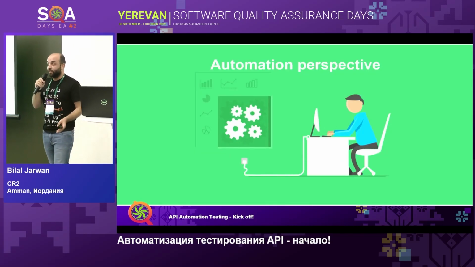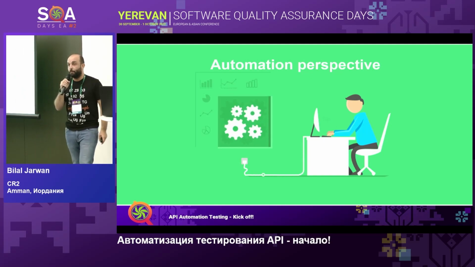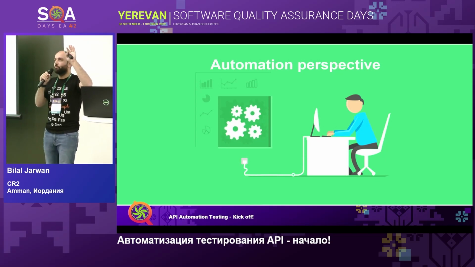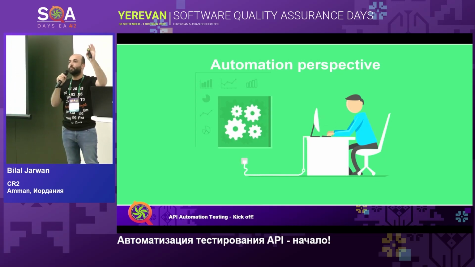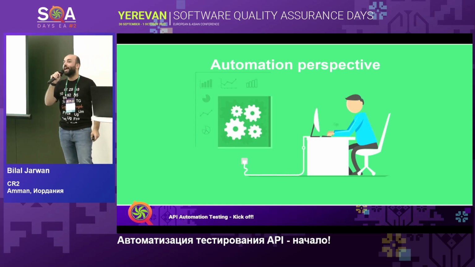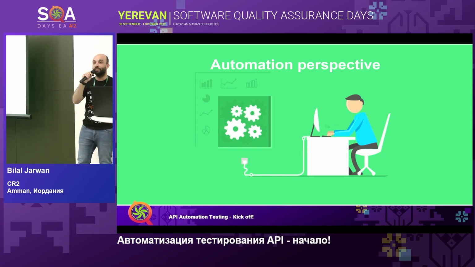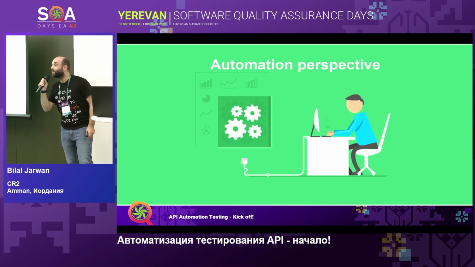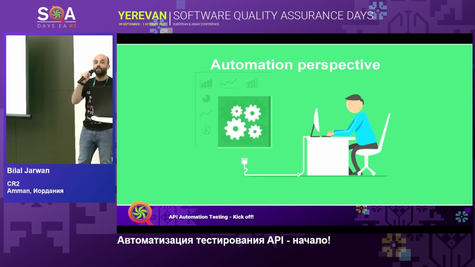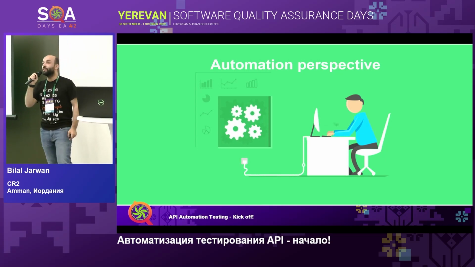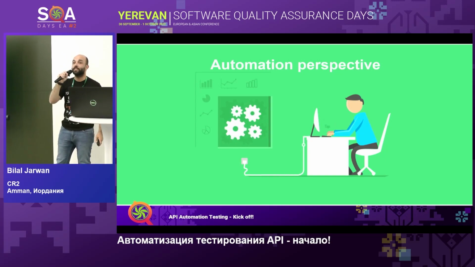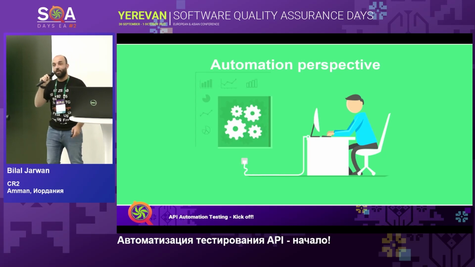From the automation perspective for the API, how many of you know what the automation tools used for the API are? Anyone using any API automation testing tool? What? Postman, yeah, that's cool. Any other tools except Postman? What? JMeter, yeah, that's true. Any other tools? Cool, okay.